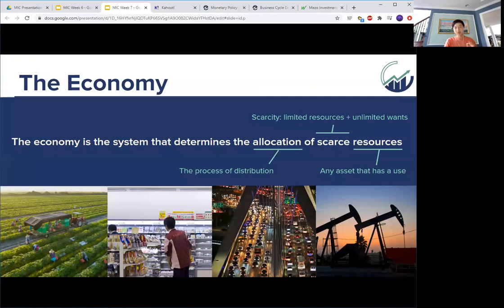So to put it in the most simple terms, the economy can really just be defined as the system that determines the allocation of scarce resources. So let's break this definition down piece by piece. Allocation is simply the process of distribution. In this case, the economy is distributing scarce resources.